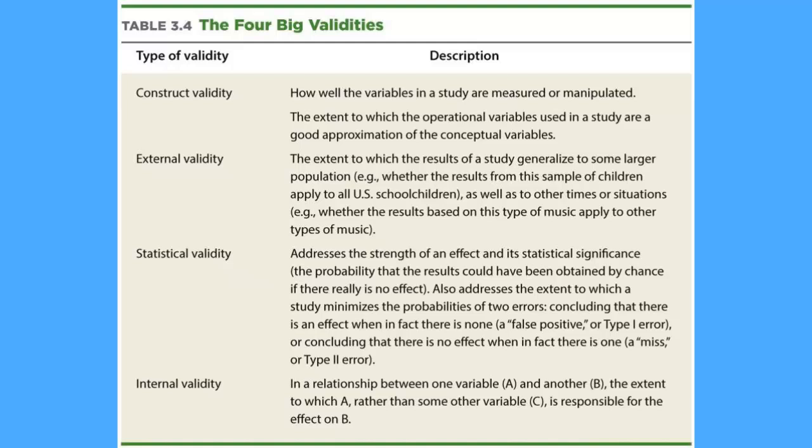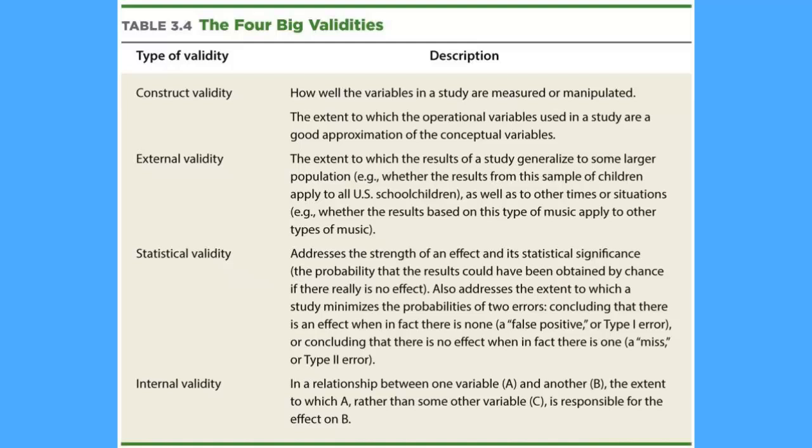So starting with construct validity, so how well the variables in a study are measured or manipulated. So how well are they constructed, in other words. So say that I claim a certain percentage of teenagers text and drive. First of all, how am I determining that? How am I defining texting? How am I measuring that?